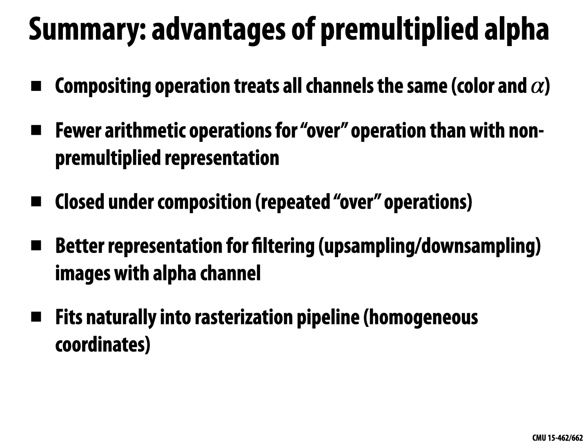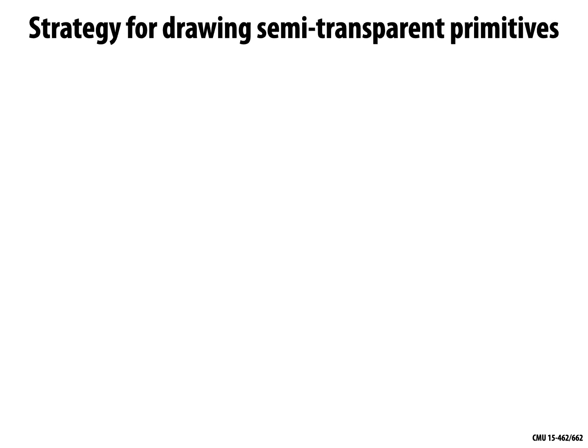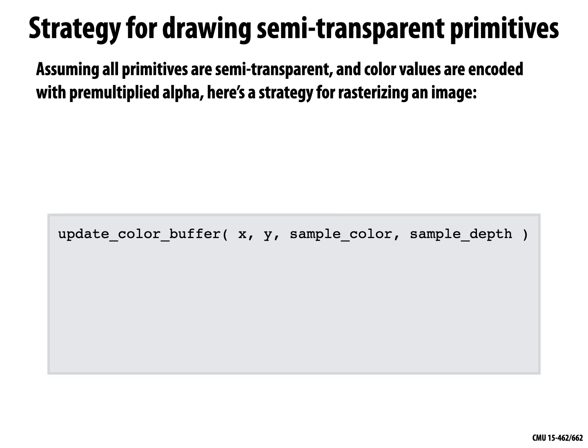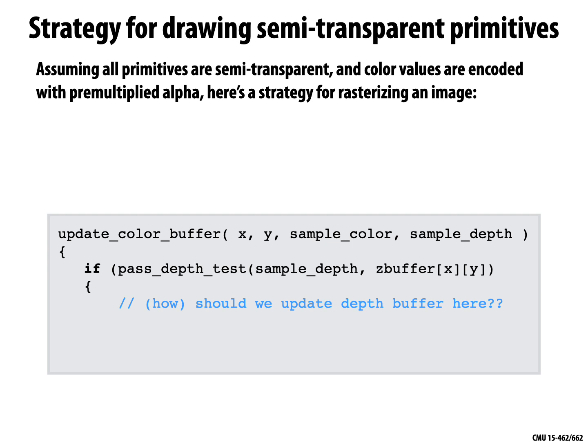All right. So let's go back to this bigger picture of how we draw and blend together semi-transparent primitives. Assuming that all of our primitives are semi-transparent and all of our color values are encoded with premultiplied alpha, here's a little strategy or pseudocode for rasterizing an image. We want to update our color buffer at a location x, y with a sample color and a sample depth. If we pass the depth test, then, well, actually, here's a question. How should we update the depth and color buffers?